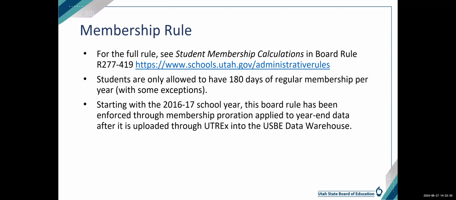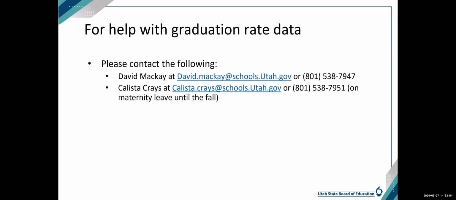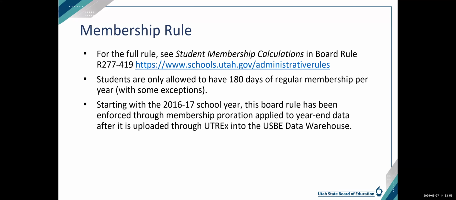So the membership rules are in Board Rule R277-419. It's under the Student Membership Calculations heading, and you can find it linked in the slides after we send them out, so you can read through all of it. The basics are that students are only allowed to have 180 days of regular membership per year, with a few exceptions. And starting many years ago, the board rule has been enforced through membership proration applied to year-end data after it's uploaded through UTREX into the USB data warehouse.